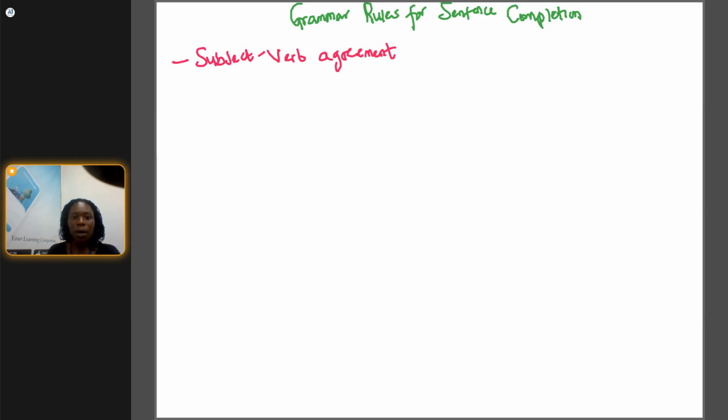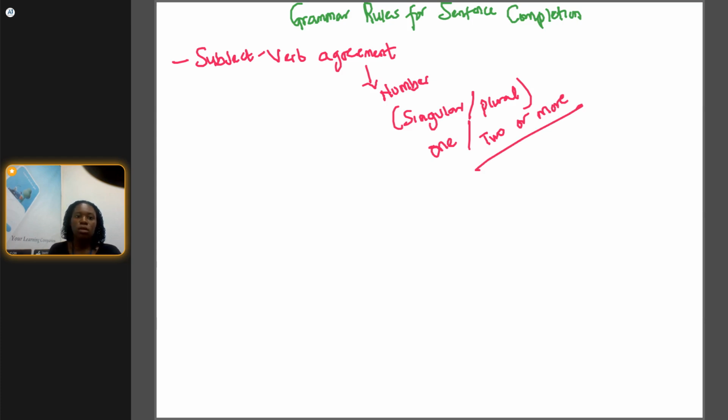All right. So when we talk about agreement, they have to agree in terms of number. So subject-verb agreement is agreement in terms of number. And when we are talking about number, we talk about singular and plural. When we talk about singular, you're talking about one; when we talk about plural, you're talking about two or more. So your subject must agree with your verb.